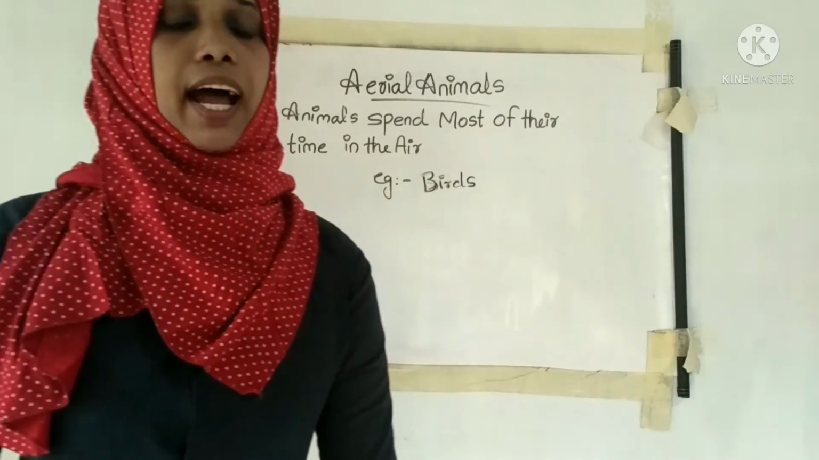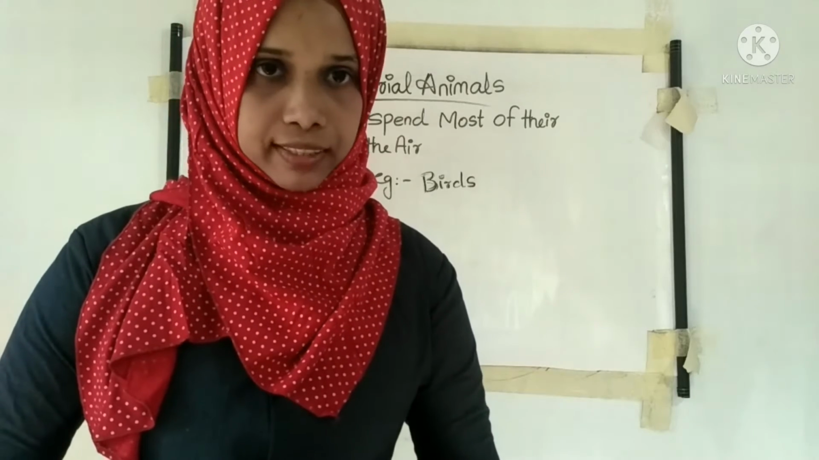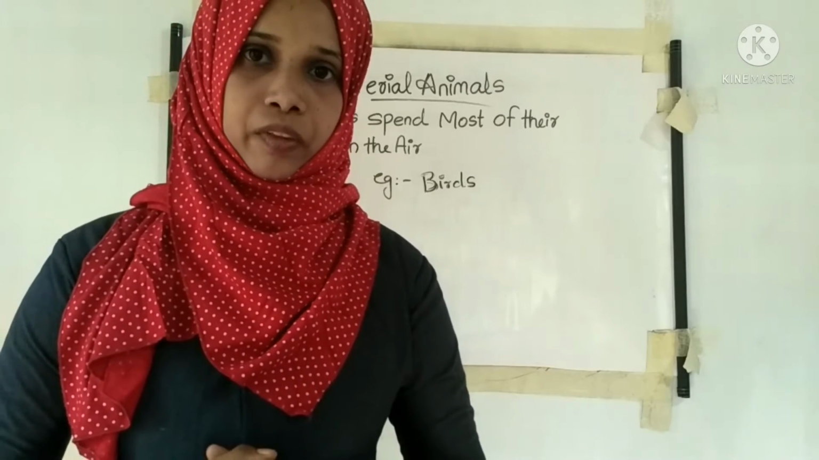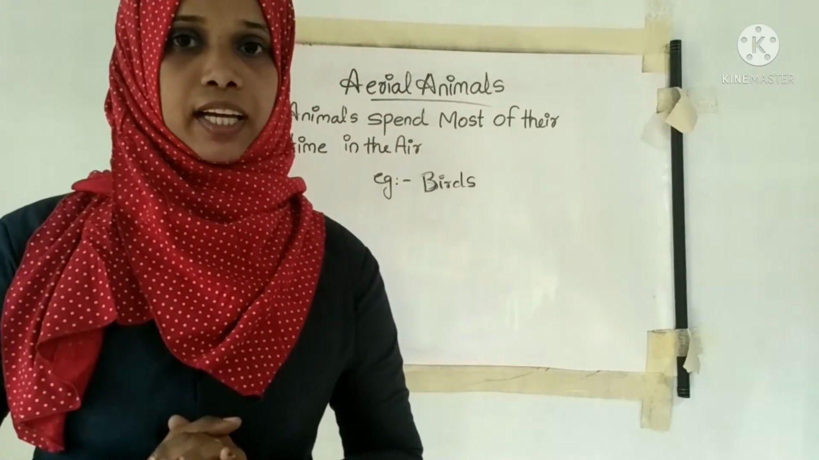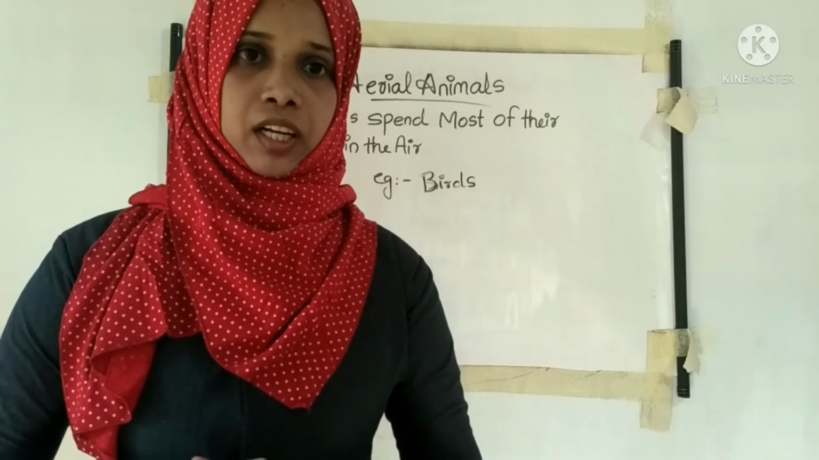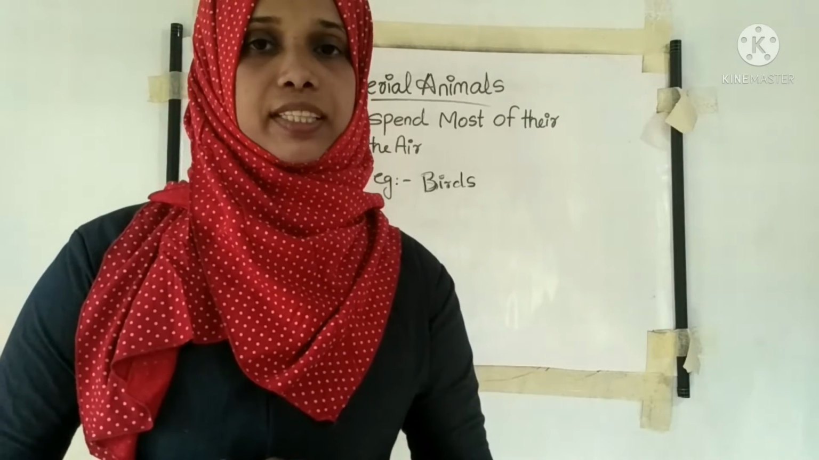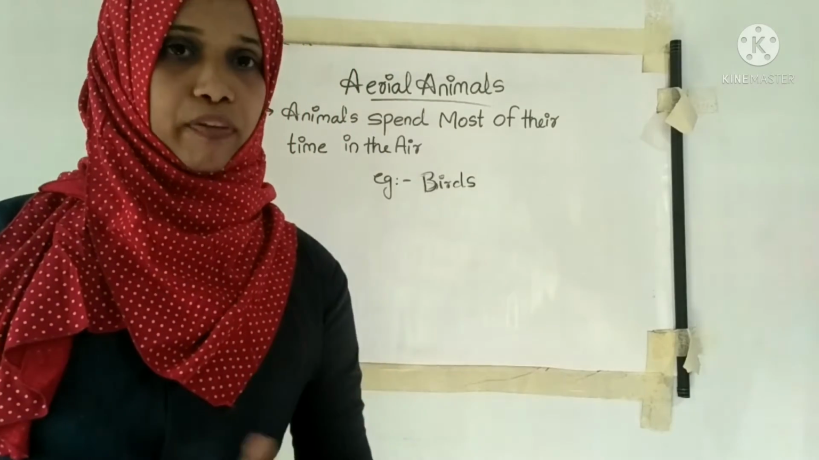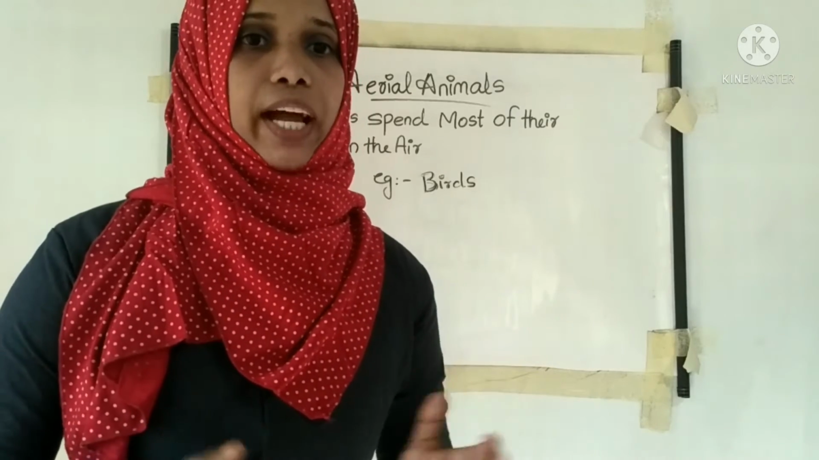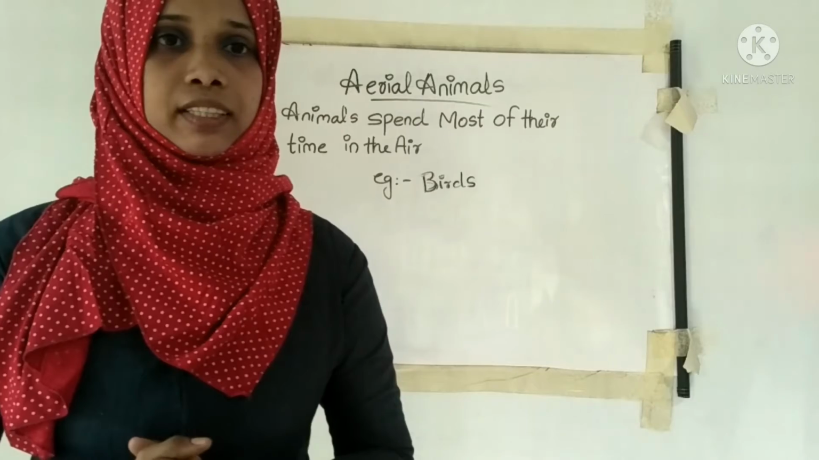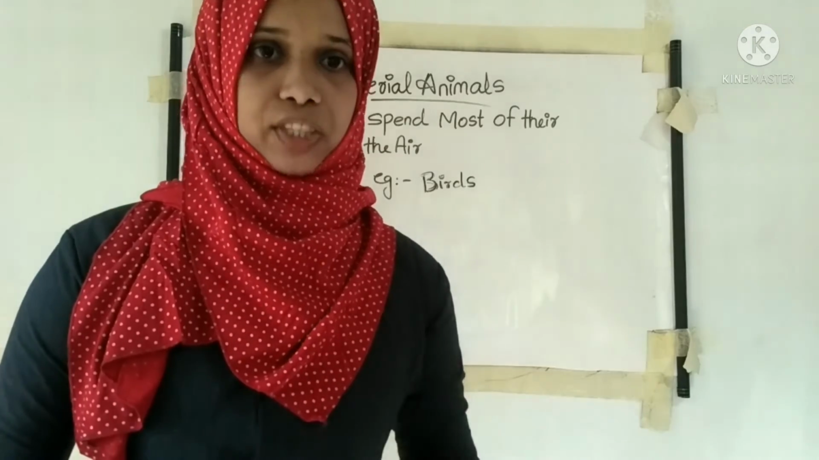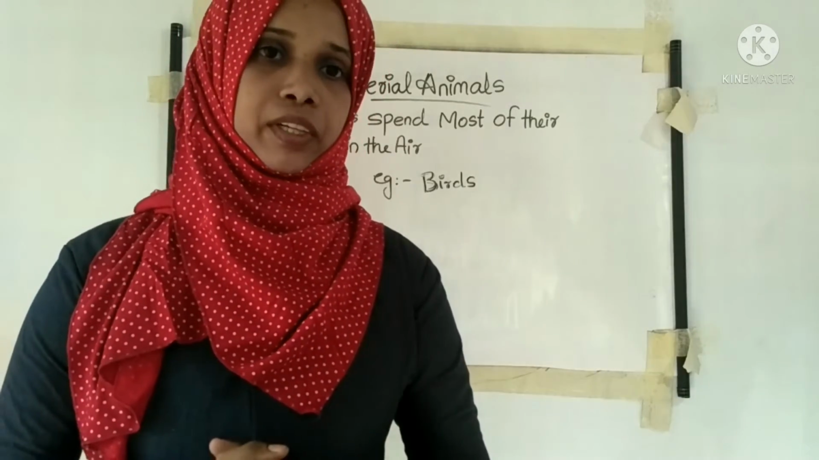Second one, aerial animals. Aerial animals means the animals which spend most of the time in air. Most of the birds are aerial animals except emu, penguin, etc. The birds can fly. Such type of animals are called aerial animals. Their feathers and body structure help them to fly.